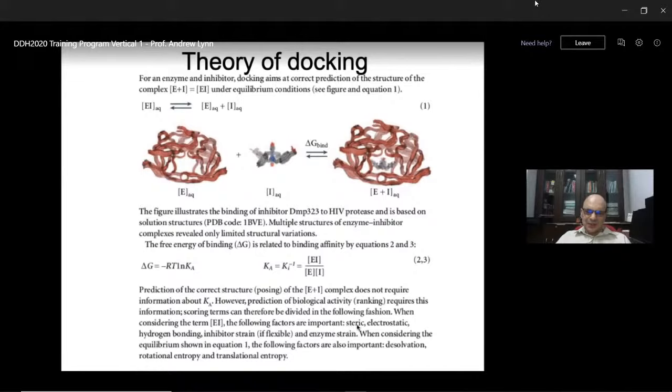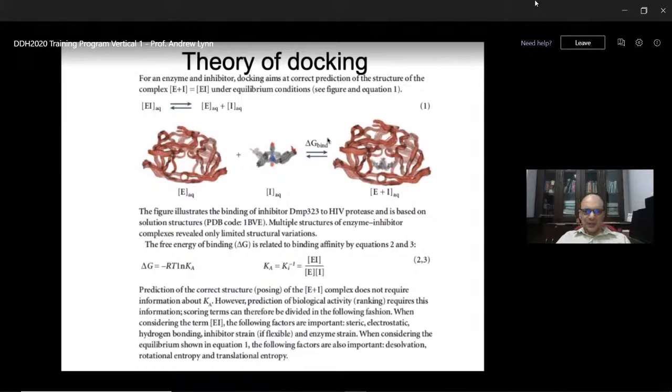Now, right over here, I'm not sure if you can see it clearly, so I'm going to repeat it where my cursor is. You have parameters which are steric, electrostatic, things involving hydrogen bonding, the inhibitor strain, if it is a flexible molecule, and the enzyme strain will determine how well your prediction accuracy is.